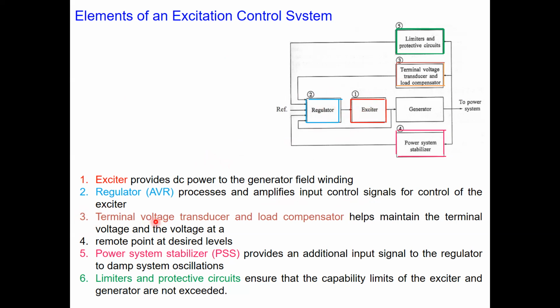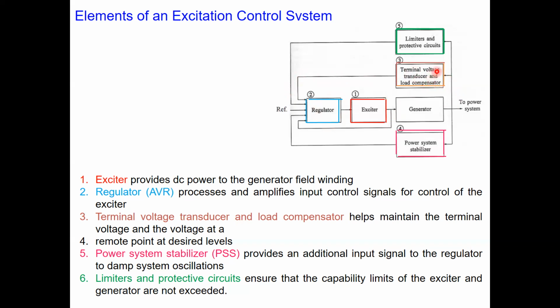Next, the third one is the terminal voltage transducer and the load compensator. You can see there is a feedback from the generator output, a voltage signal from the generator terminal, and it will basically help to maintain the terminal voltage, or actually the voltage at a remote point, at the desired level. This is the actual voltage measurement, and it is fed back to the AVR section here.